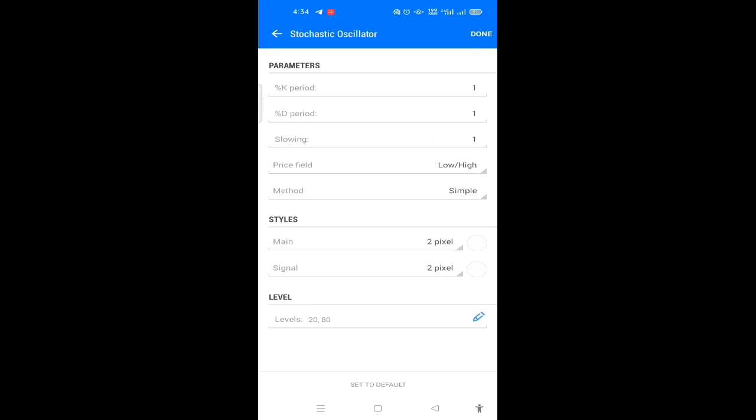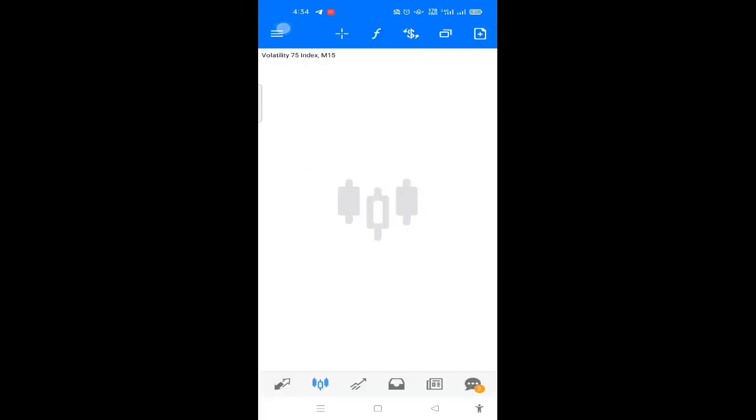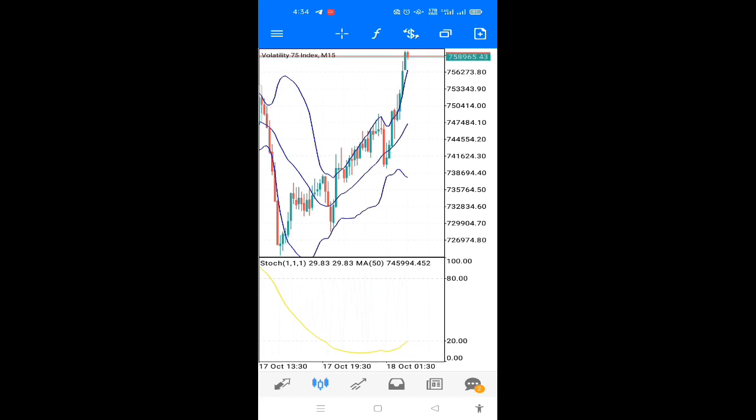Don't forget that the stochastic main and signal colors should actually be the color of your background. Mine is white, and that is why I put my background as white, so that I put my main and signal as white, so that it is the same as my background. Once you have set all the settings, you are good.